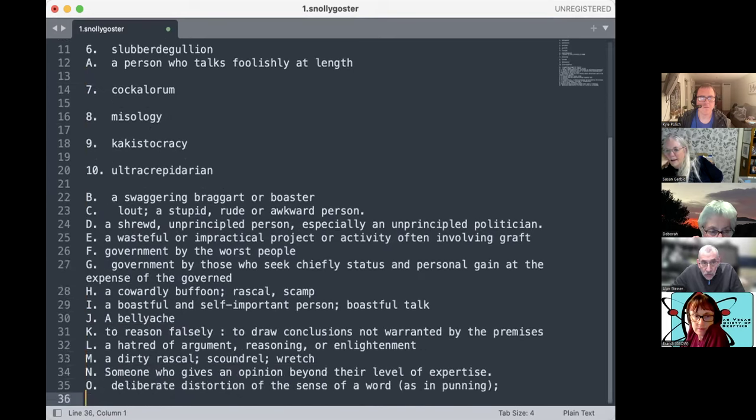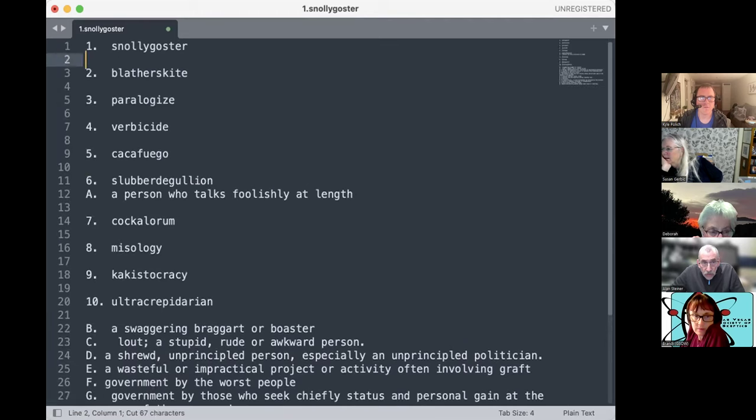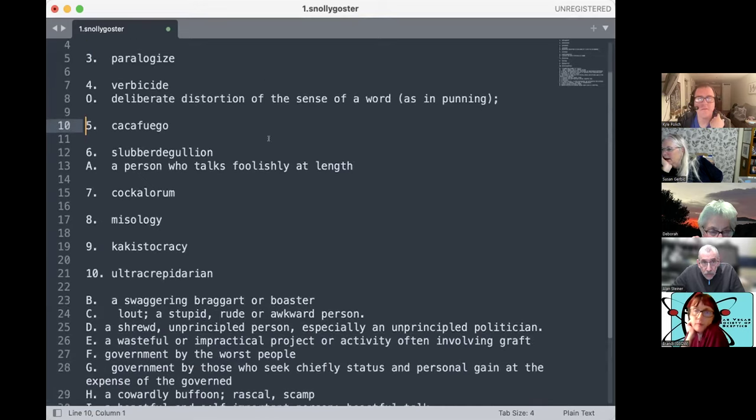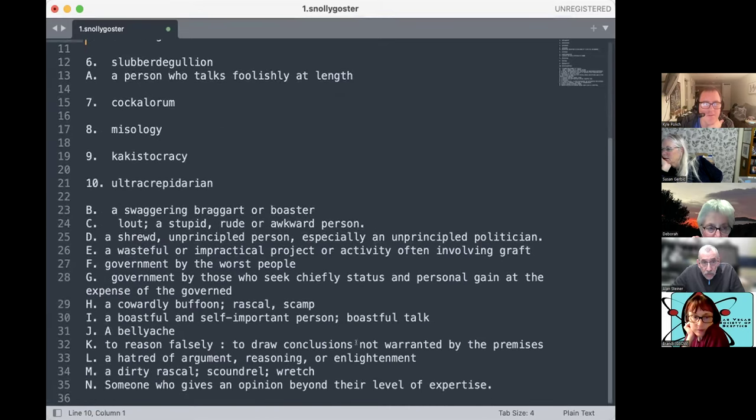Cacafuego. Oh, cacafuego. That's a word. What is a cacafuego? I think it's like a really bad screw up. I think it's fiery shit, I think. I thought it was like that thing in Cards Against Humanity. So which one would it be?